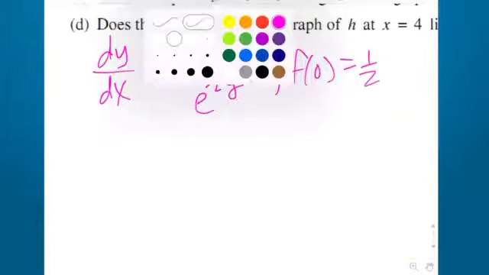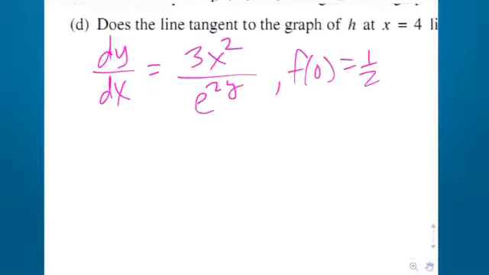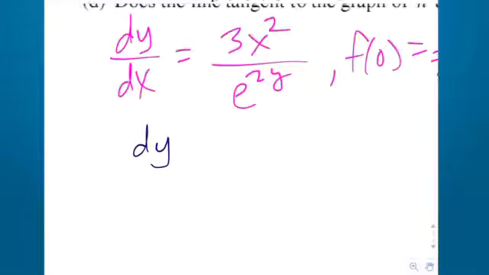So the first step, of course, is to separate the variables. So in this case, if you multiply both sides by dx, it's not going to be enough. You're also going to have to multiply both sides by e to the 2y. So it'll divide out on the right and become e to the 2y dy. Then you have 3x squared dx.